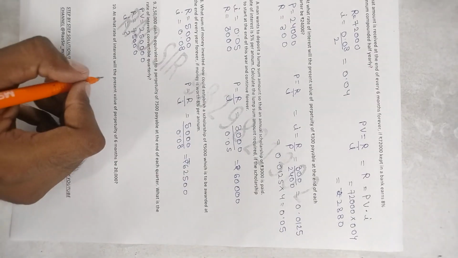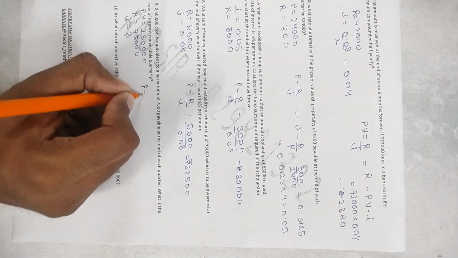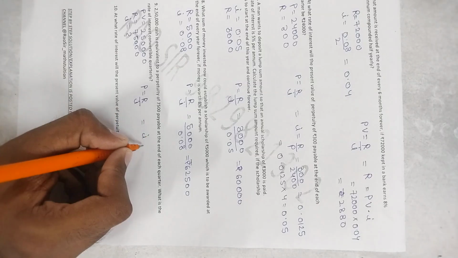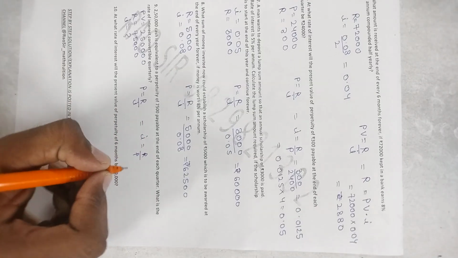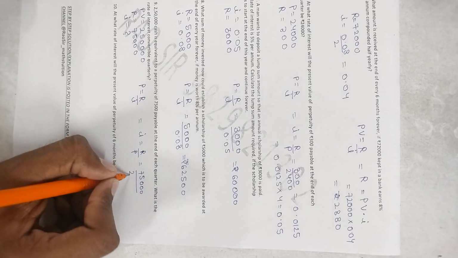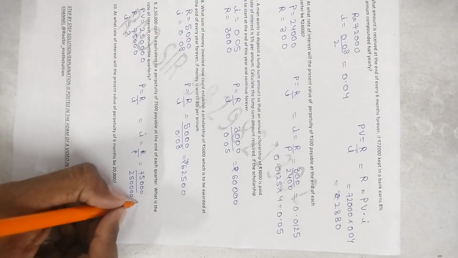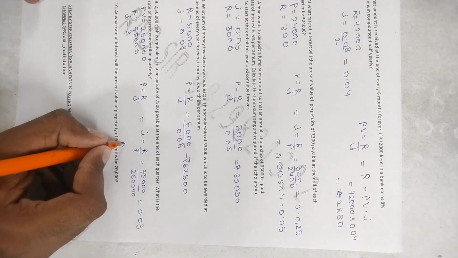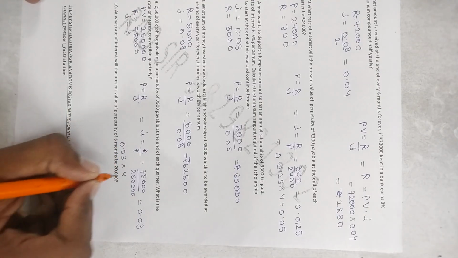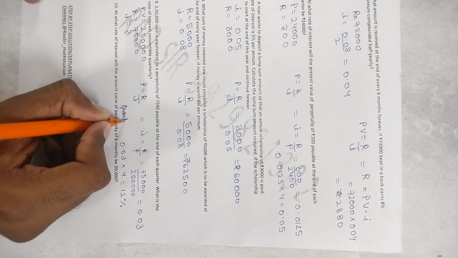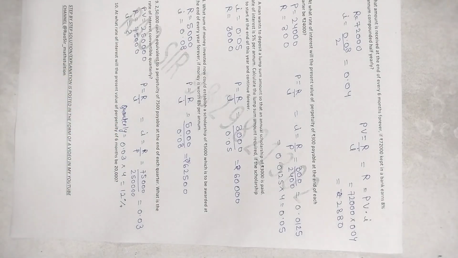Here P is 2,50,000, R is 7,500, and I you have to find out. Because it is quarterly, multiplied by 4, you get 12%.